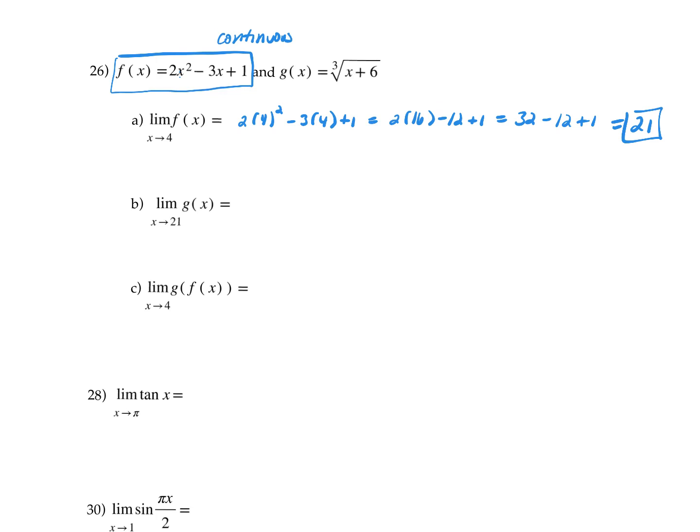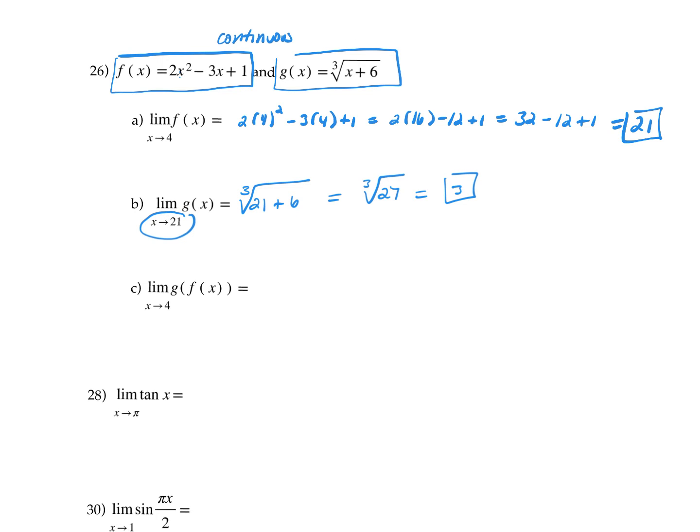Okay. For the second function, g of x being the cube root, it's an odd root, meaning that it's okay if we end up with a negative number inside the radical. It's okay if we end up with a positive number inside the radical. So again, it's continuous, no domain restrictions here. So go ahead and plug in 21 for x. So the cube root of 27, which will be 3.